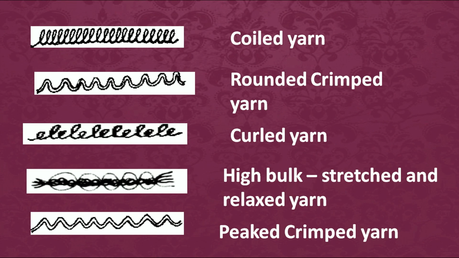We can see coiled yarn, a rounded crimped yarn, curled yarn, high bulk stretched and relaxed yarn, or peaked crimped yarn. So these are all examples of complex yarns that we have. We use complicated, complex machineries to create those effects in yarns and to make those effects in the fabrics that we have.